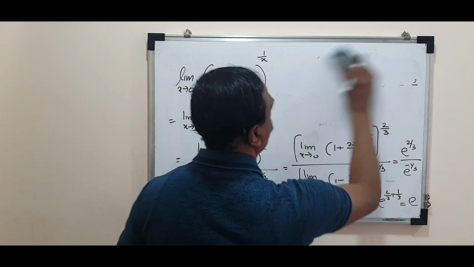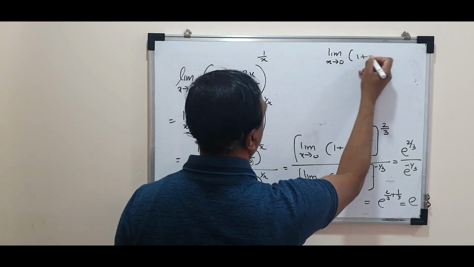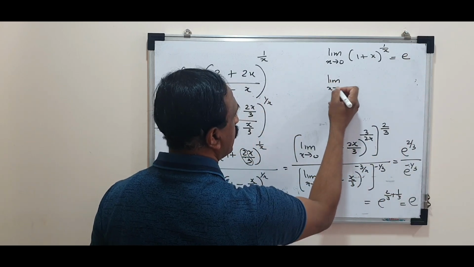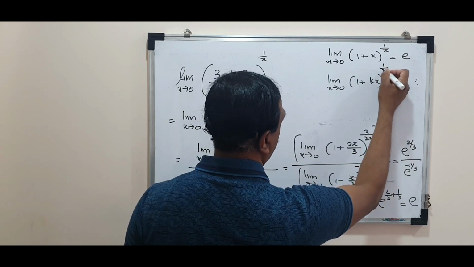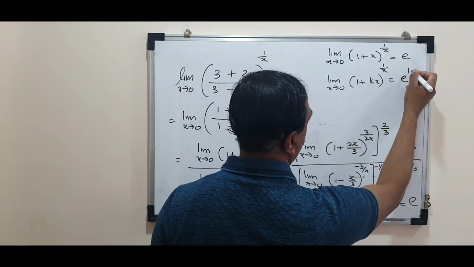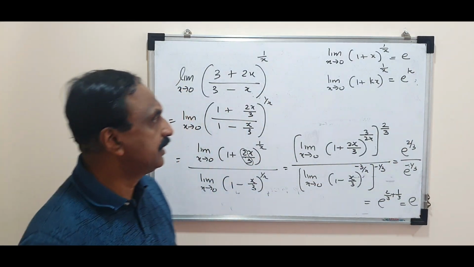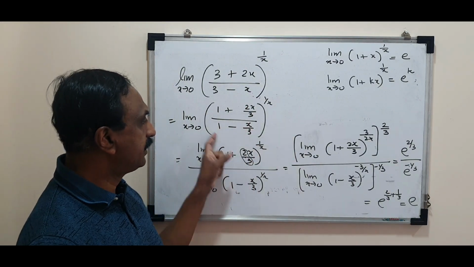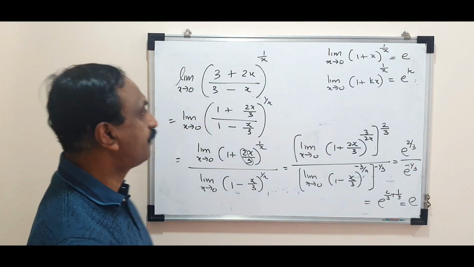So my conclusion: if it is limit x extending to 0, 1 plus x raised to 1 by x, the answer is directly e. If it is limit x extending to 0, 1 plus kx raised to 1 by x, only here the coefficient of x is missing, then your answer will be e raised to k. So you may use this as a direct shortcut method to calculate it. So looking at it itself, you can say this answer is e raised to 2 by 3 and this answer is e raised to minus 1 by 3. So you can calculate it fast.